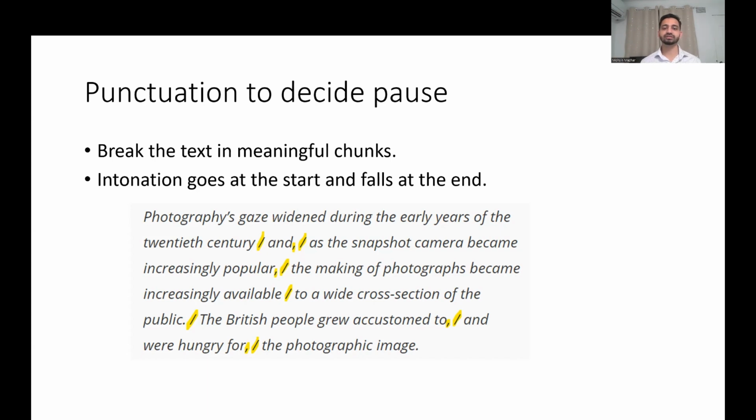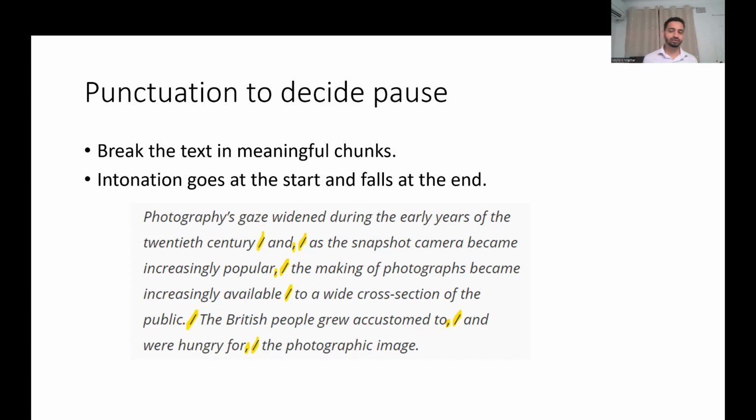Photography's gaze widened during the early years of 20th century, and as the snapshot camera became increasingly popular, the making of photographs became increasingly available to a wide cross-section of the public. The British people grew accustomed to and were hungry for the photographic image, right? So these are all meaningful chunks, and what's helping is the punctuation.